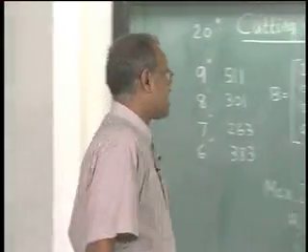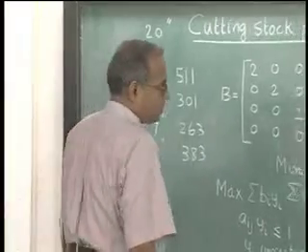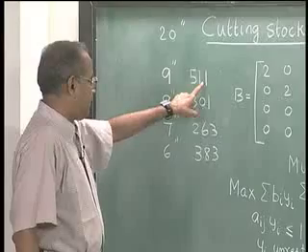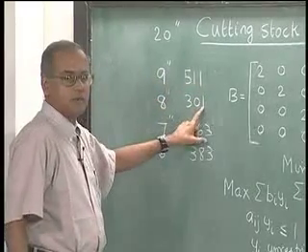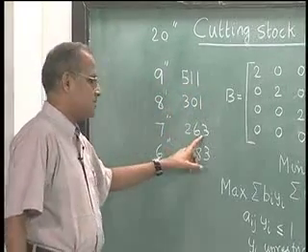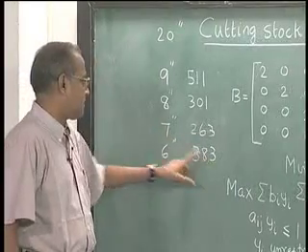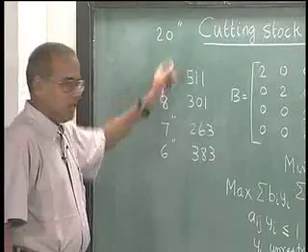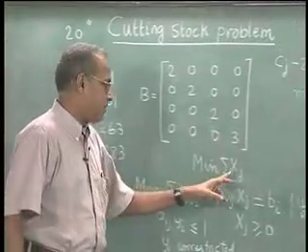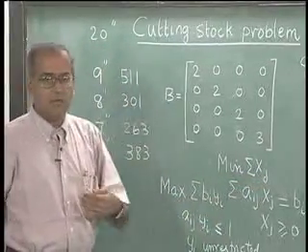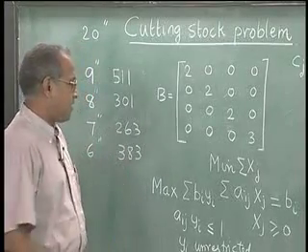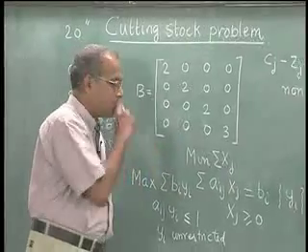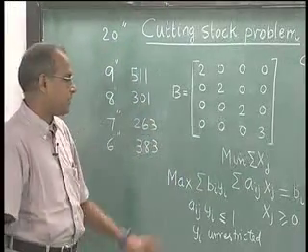We continue our discussion on the cutting stock problem. We were looking at this problem of cutting 511 sheets of 9 inch, 301 sheets of 8 inch, 263 of 7 inch and 383 of 6 inch from 20 inch sheets. We also defined xj as the number of sheets which are cut using a pattern j, and the problem reduced to one of minimizing the total number of sheets that are being cut.